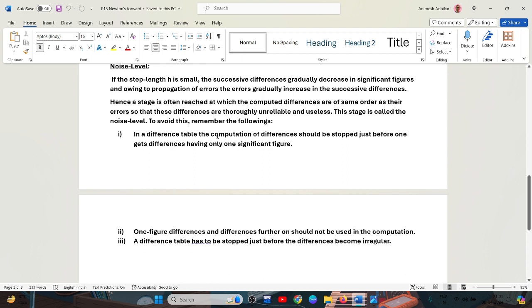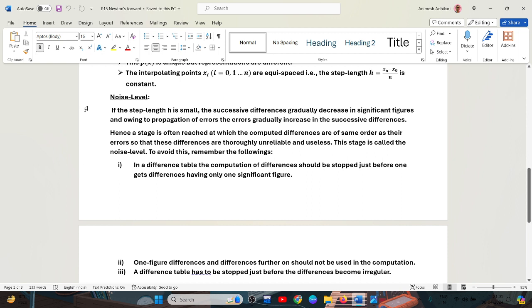Number one, in a difference table, the computation of differences should be stopped just before one gets differences having only one significant figure. Number two, one-figure differences and differences further on should not be used in the computation. Number three, a difference table has to be stopped just before the differences become irregular. So this is the noise level, and these are the points to remember when there is noise level.